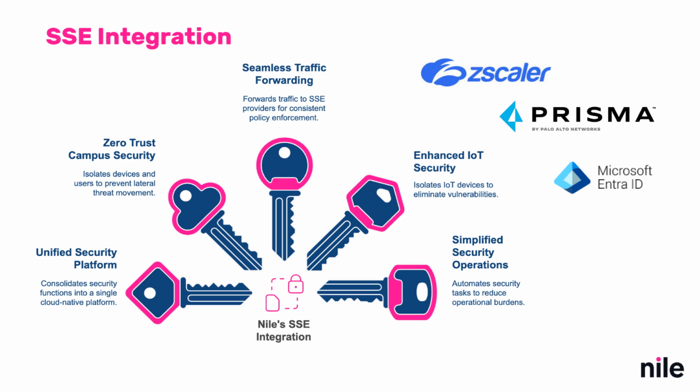This seamless forwarding ensures consistent policy enforcement and threat protection everywhere, without needing extra agents, extra on-premises hardware, or a complicated setup. For IoT devices, which are often vulnerable, Nile isolates them individually and sends their traffic through SSE controls or through built-in microsegmentation. This approach eliminates common IoT security risks and prevents threats from spreading. Overall, this integration simplifies your security operations by automating segmentation, policy enforcement, and threat detection, giving you a scalable, consistent security posture across your entire hybrid workplace.